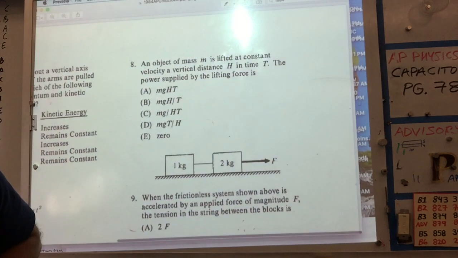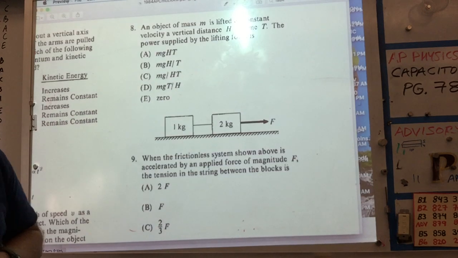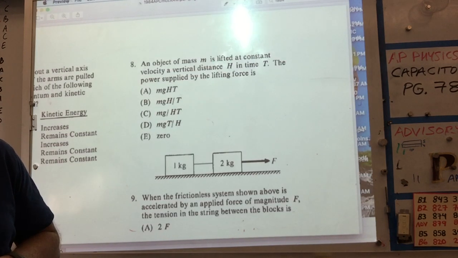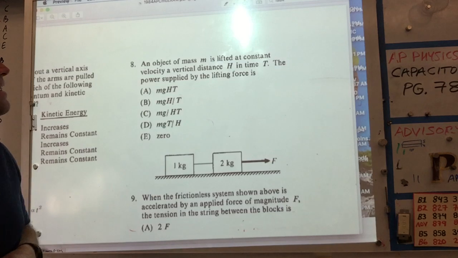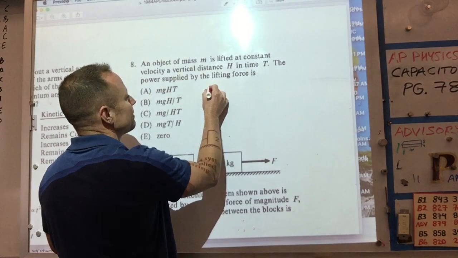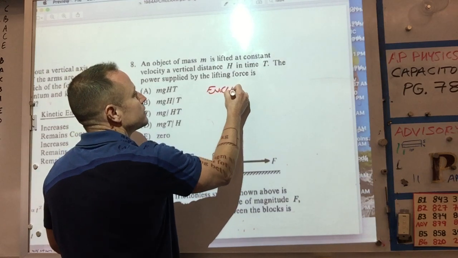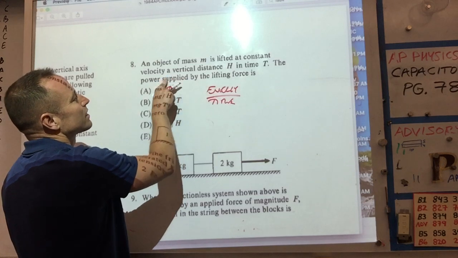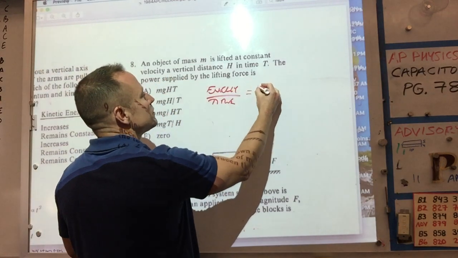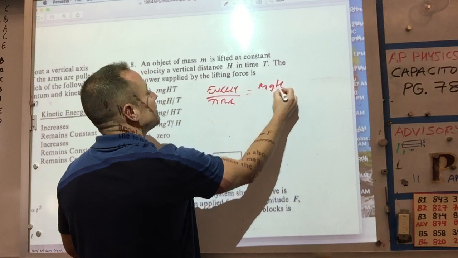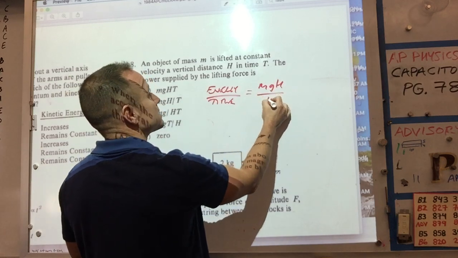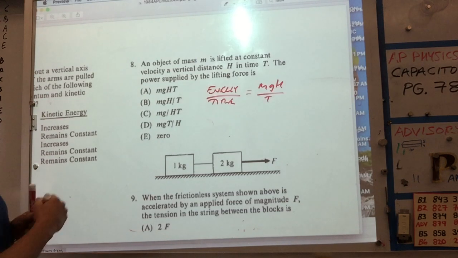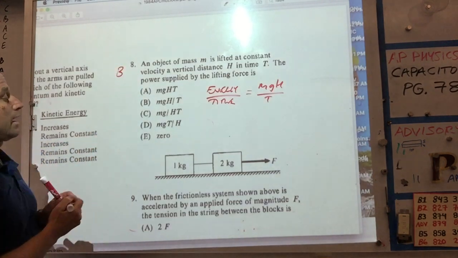Number 8. Object of mass m lifted at constant velocity, vertical distance h, in time t. Well, they want to know about the power supplied by the lifting force. Power is just energy per time. Constant velocity, vertical distance h. So the energy, we've just lifted it up by mgh, and then the time that it required was t. So it should just be mgh over t. So number 8 should be B.